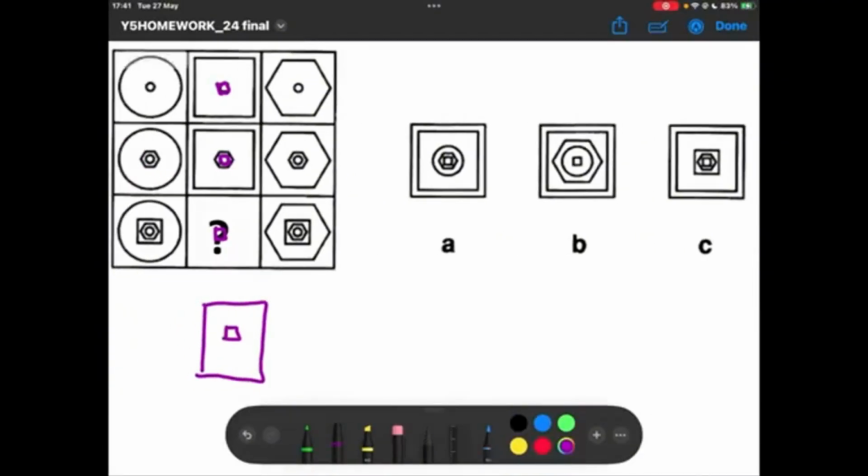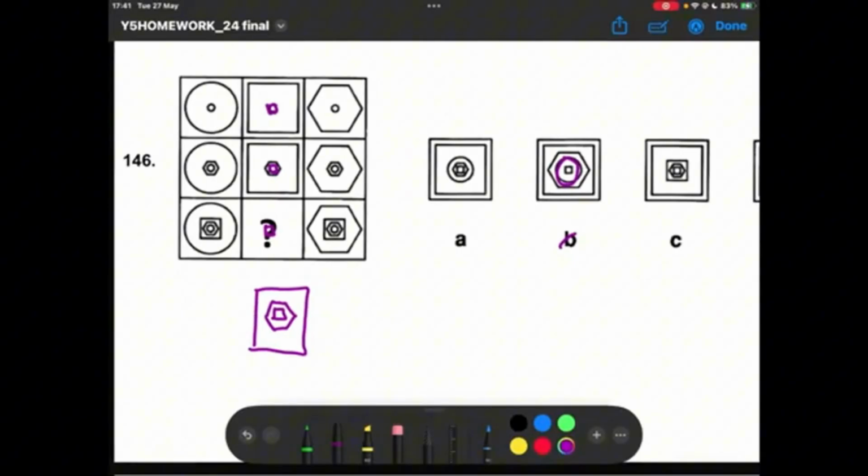Next, we've got to draw the hexagon around it. So we can rule out B, because that's a circle around it. And then, in the bottom row, there's always a square around the hexagon. So let's draw a square around the hexagon. So the answer is C.